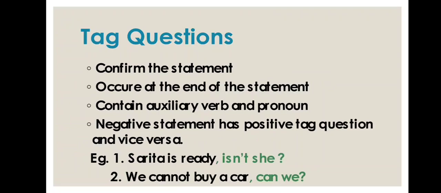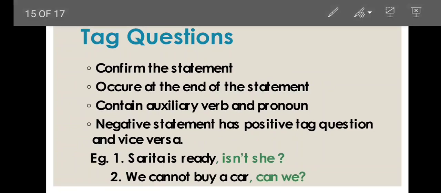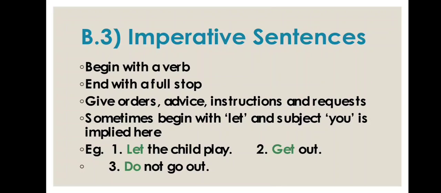For example, Sarita is ready. This is an affirmative statement, an affirmative sentence. So, the tag question is negative. Sarita is ready, isn't she? Question mark. We cannot buy a car, can we? We cannot buy a car is a negative statement. So the tag question is positive. Can we? And so on. So these are good examples of tag questions.